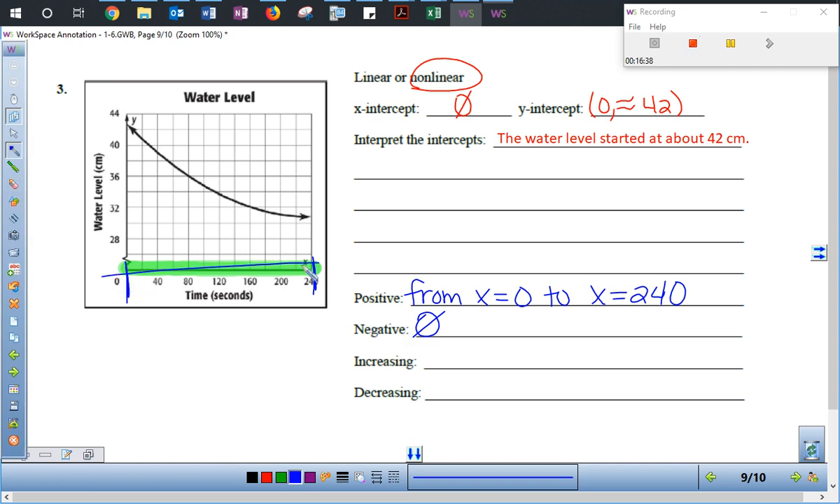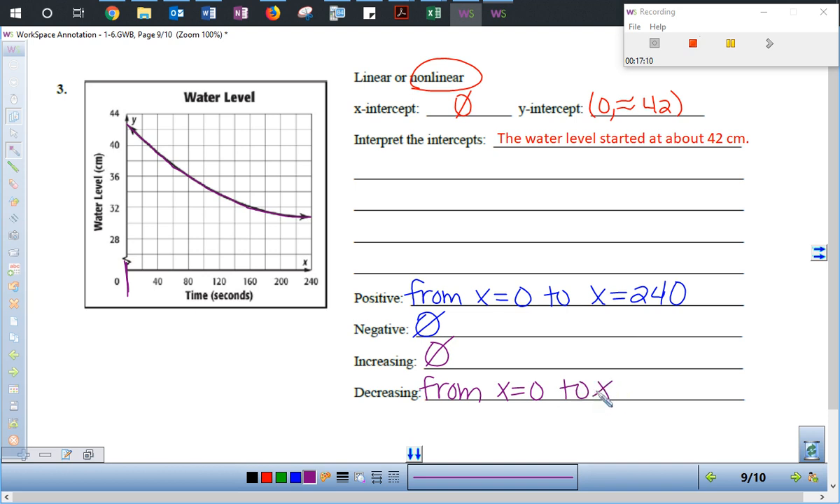Increasing is where when I trace my graph from left to right, it goes up. So if I'm tracing my graph here from left to right, going down, going down, going down, going down. I'm going down less, but I'm still going down. So I am decreasing this entire graph. I'm never increasing. So I can put that I'm never increasing there. And I'm decreasing from x equals 0 to x equals, and I stop when the graph stops, 240.